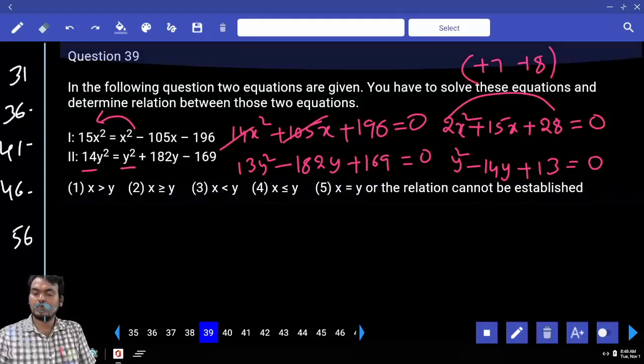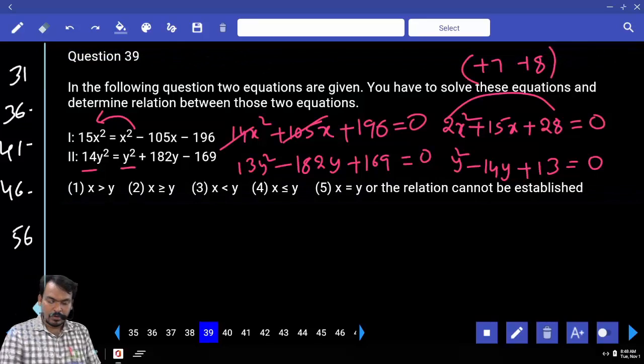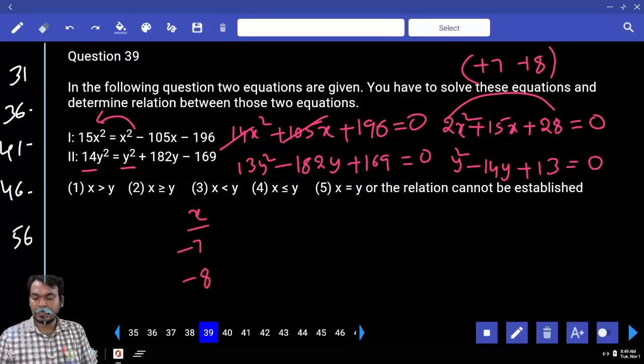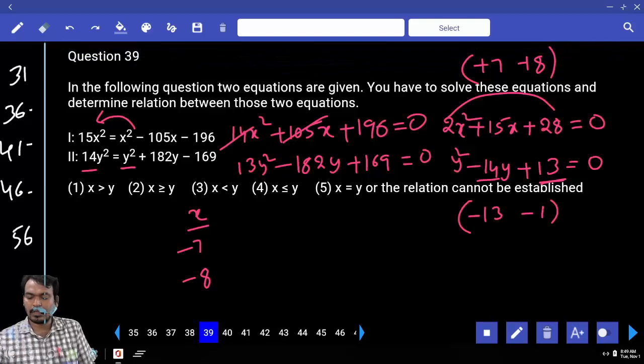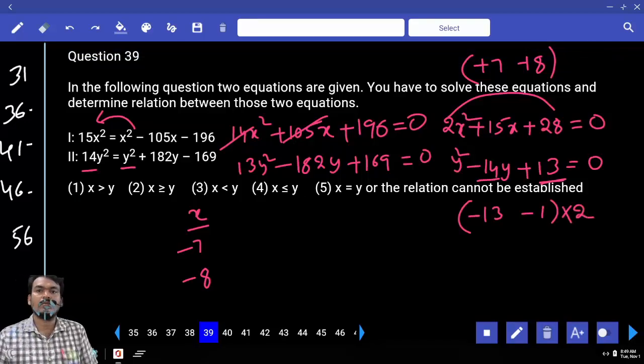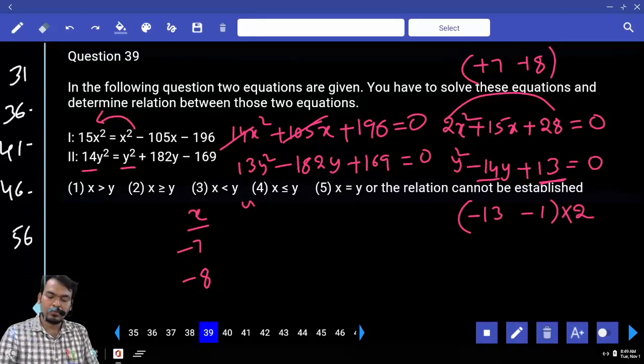Those are initial roots or not? Next, what are the x final roots? Minus 7, minus 8, or not? Second one, what is the product value in the second one? 13. Sum value minus 14. One is minus 13, another one minus 1. Those are initial roots, but those are multiplied by 2 times, or not? Okay. What are the y final roots?